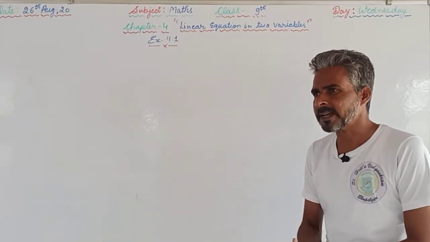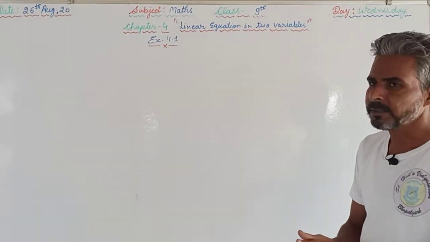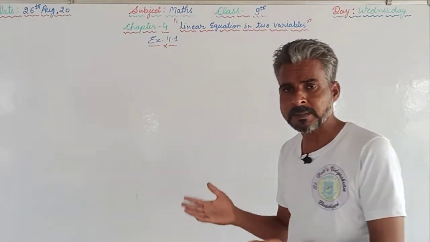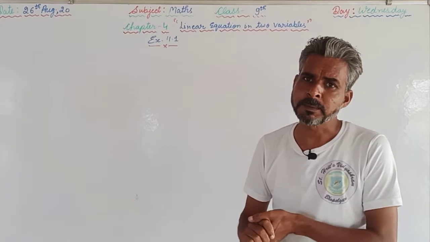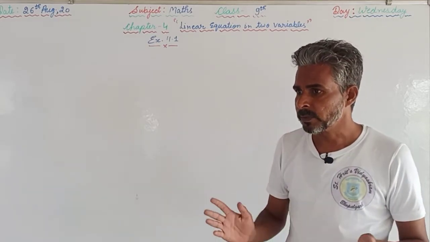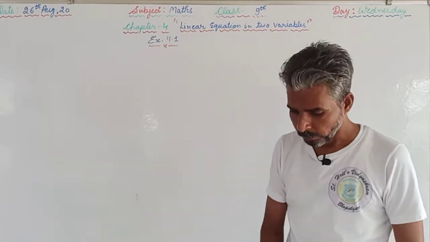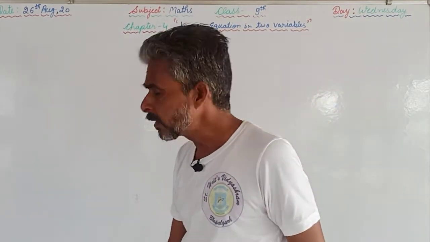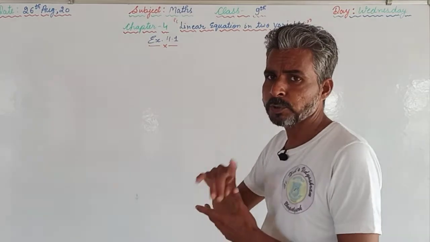This video is for class 9th and the subject is maths, and today we are supposed to start a new chapter, that is chapter number 4, and the name of the chapter is linear equation in two variables. So first of all we should know the meaning of the name of the chapter, that is linear equation in two variables. Linear means the power should be 1.